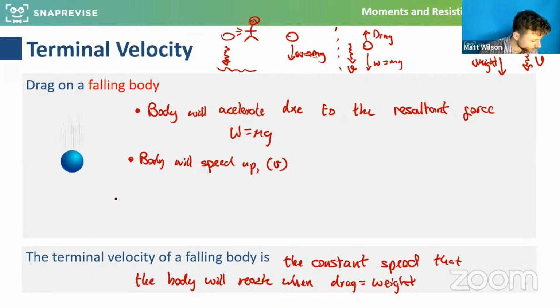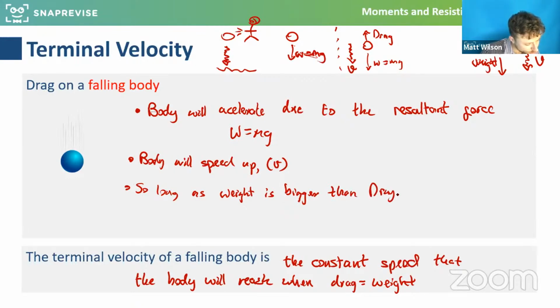So we'll say, so long as weight is bigger than drag, the body continues to speed up. But this leads us to quite a kind of a weird situation.